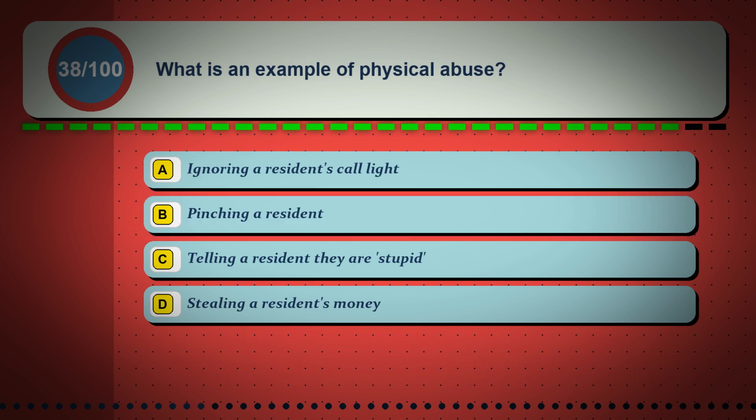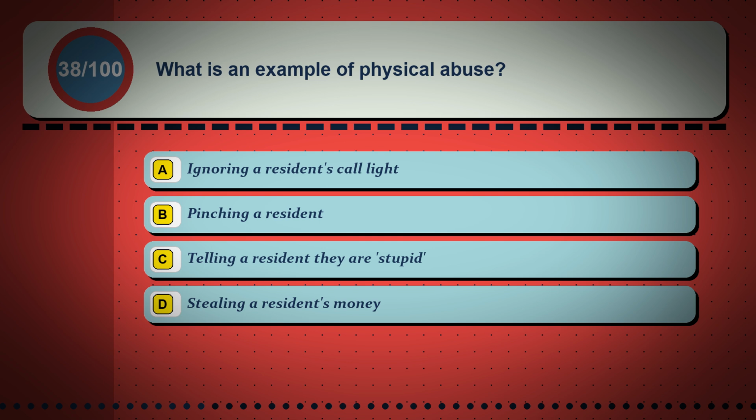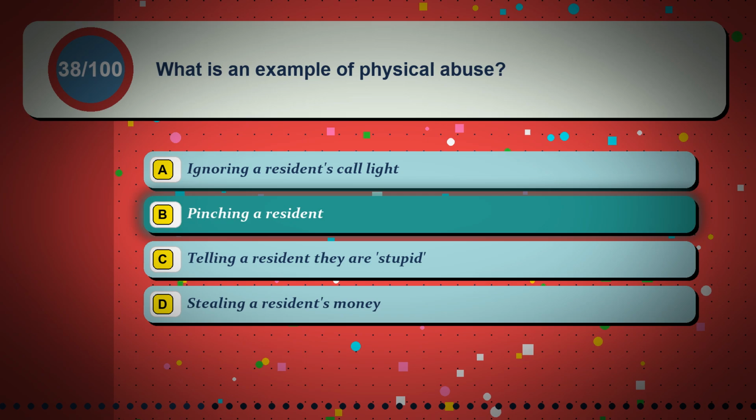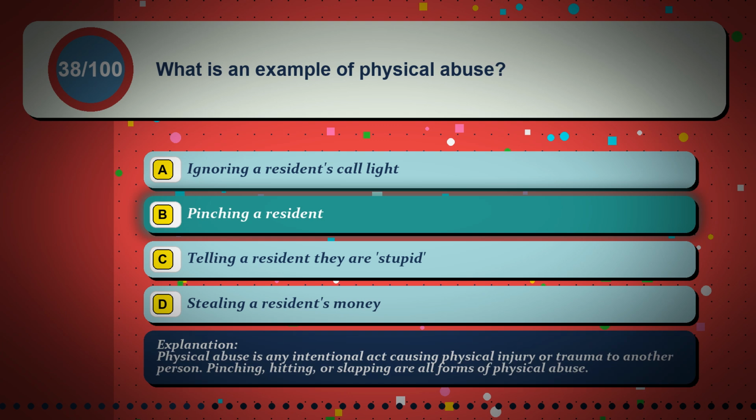Question 38. What is an example of physical abuse? Option A, ignoring a resident's call light. Option B, pinching a resident. Option C, telling a resident they are stupid. Option D, stealing a resident's money. The correct answer is option B, pinching a resident. Physical abuse is any intentional act causing physical injury or trauma to another person. Pinching, hitting, or slapping are all forms of physical abuse.